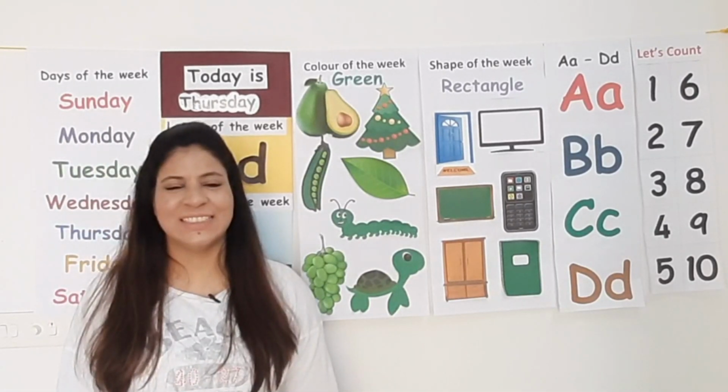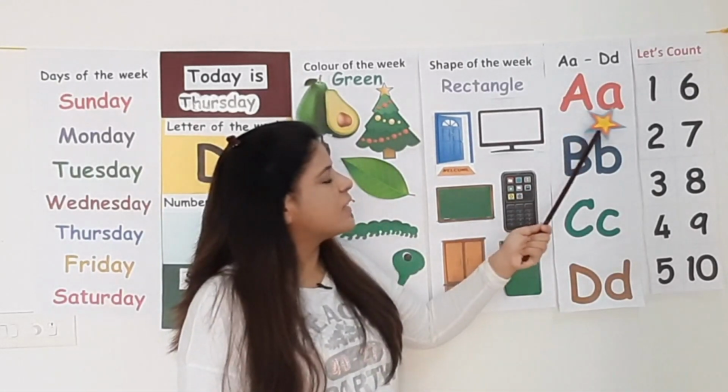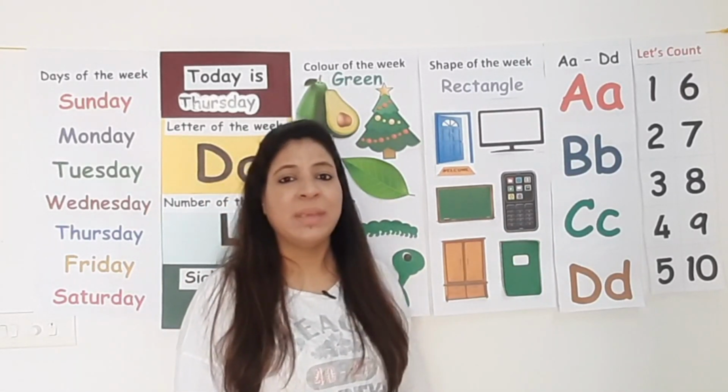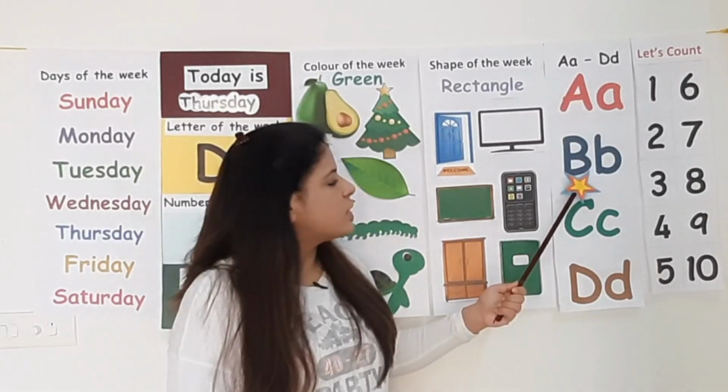Well done. So now it's time to say the sounds of letters A, B, C, D. Let's start. This is uppercase letter A. This is lowercase letter A. Letter A makes the sound A. Repeat after me. A.